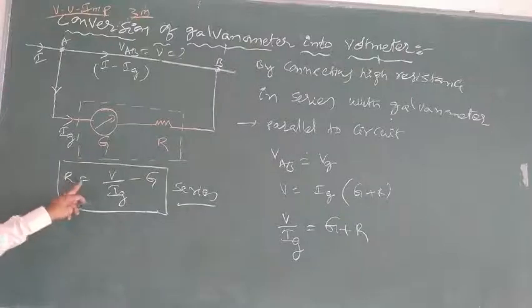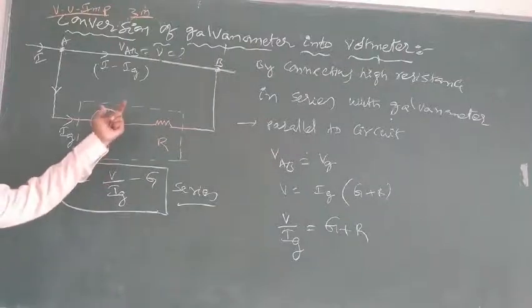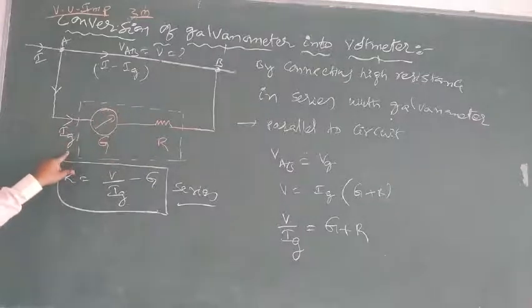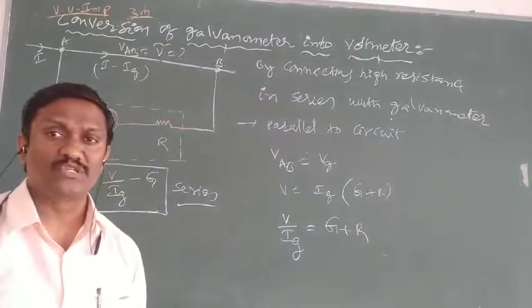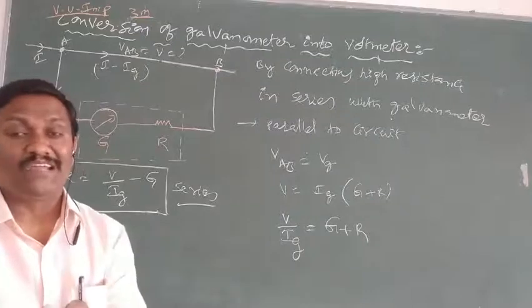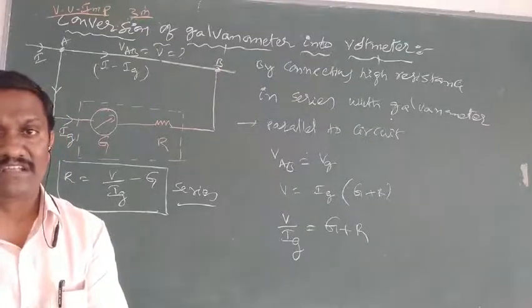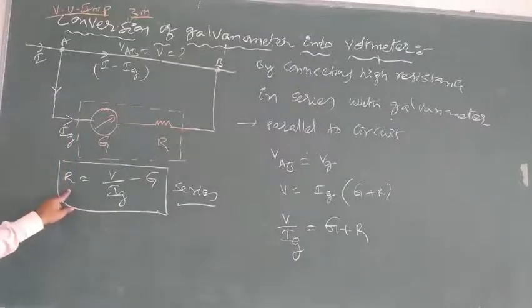Formula: R is equal to V by Ic minus G. V means the range of the voltmeter, Ic means the current passed through the galvanometer, and G is the resistance of the galvanometer. So that is about the conversion of a galvanometer to a voltmeter. By connecting a high resistance in series with the galvanometer, the galvanometer is converted to a voltmeter. The required series resistance is nothing but this one.